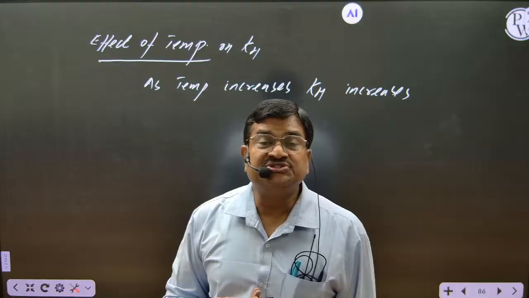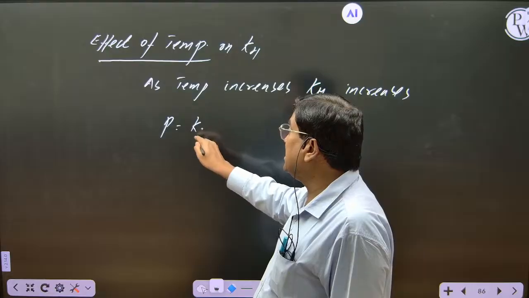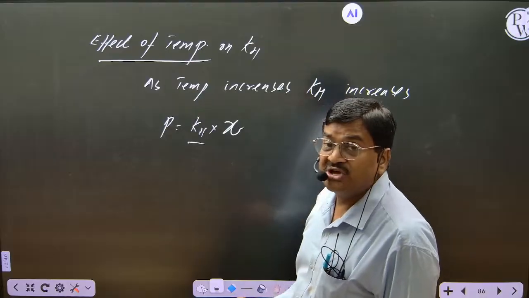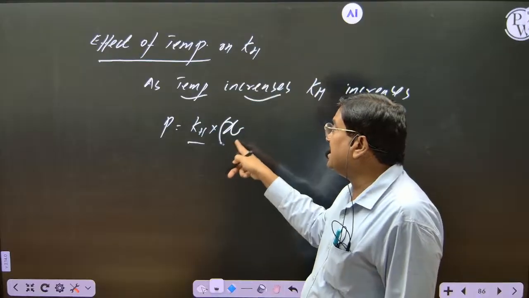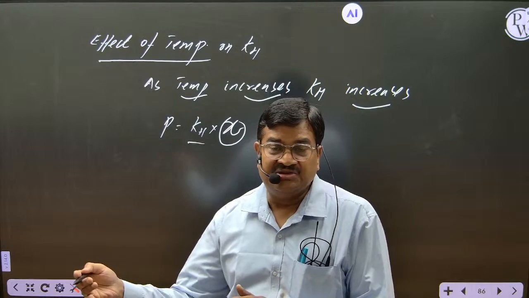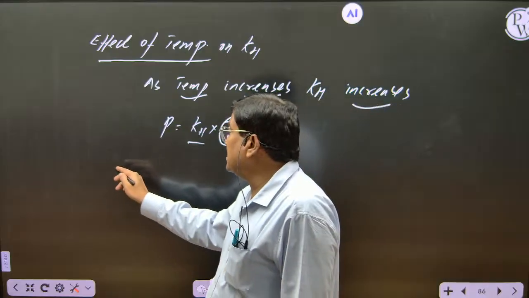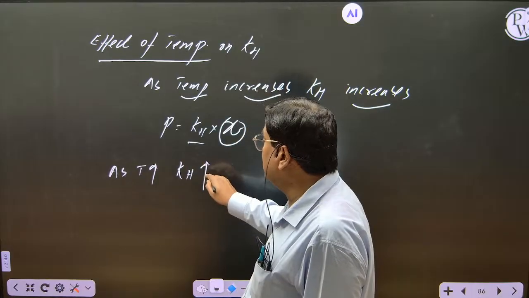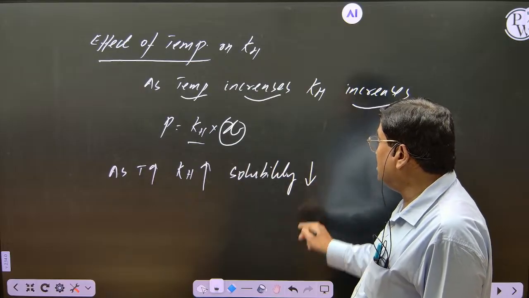So tell me, when temperature is increasing, Kh value is increasing, no? So what happens to solubility of the gas? What is the relation we wrote? Partial pressure is equal to Kh into X we wrote, no, student? So with increase in Kh value, what happens to solubility? As temperature we are increasing, Kh value is increasing, solubility of the gas decreases. So in exam, they give you Kh values, and ask you to arrange them in the increasing order of their solubility. As temperature increases, Kh value increases, so solubility of the gas decreases.